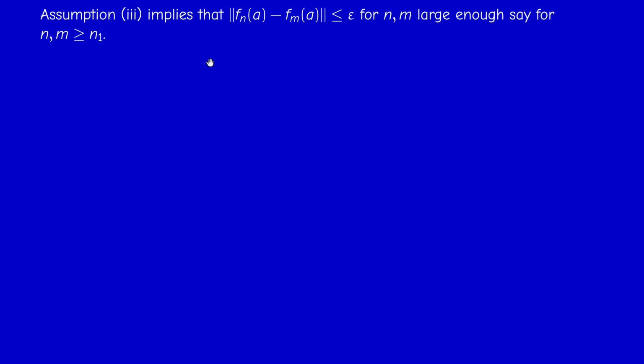And assumption 3 tells me that at this point a, we know that Fn of a converges to some limit. So in particular, it's a Cauchy sequence.